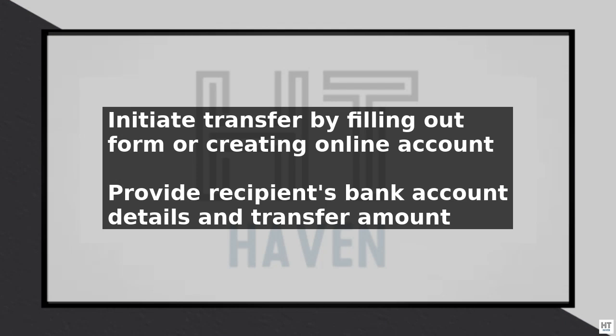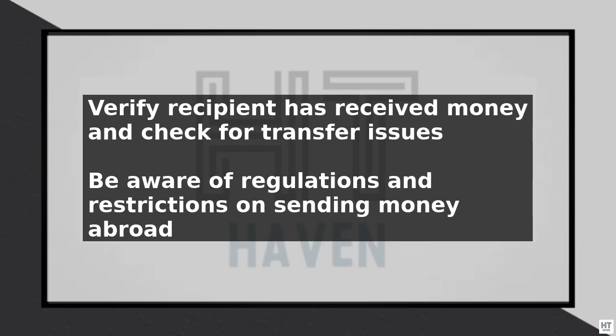Finally, you should verify that the recipient has received the money. You can do this by contacting the recipient or checking your account to see if the transfer has been completed. If there are any issues with the transfer, you should contact the transfer service or your bank to resolve the problem.